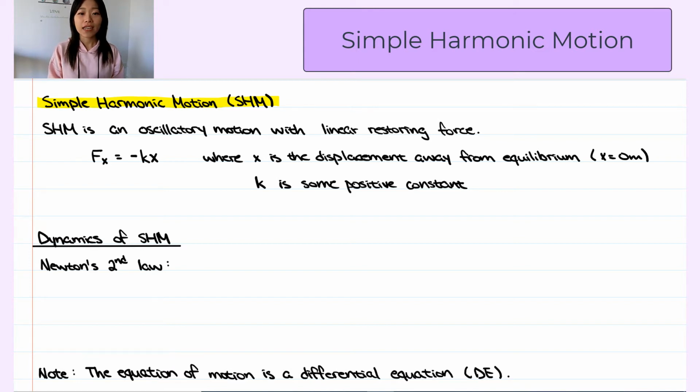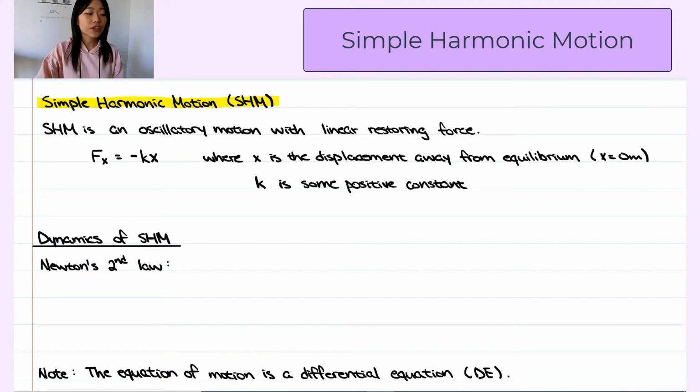So if we set the equilibrium point as x equals 0, if an object is in the positive x region, then the restoring force will be pointing in the negative direction because the force will try to bring the object back to its equilibrium point. And if the object is in the negative direction, then the restoring force will now be pointing in the positive direction. In this formula, the x is the displacement away from the equilibrium, and k is some positive constant.